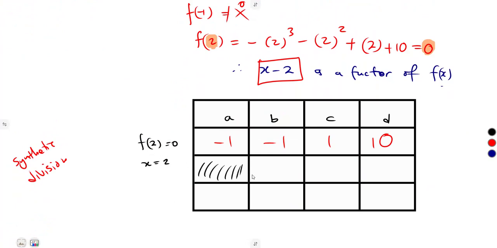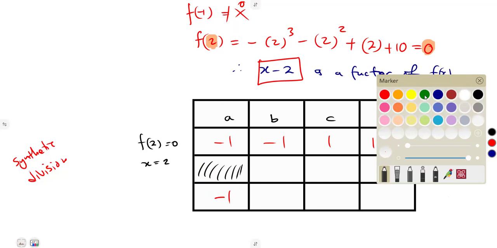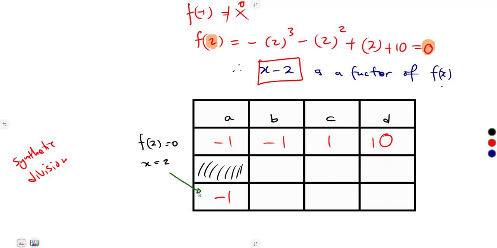So this is it. Remember this concept, guys. -1 still remains there. So it's going to be -1 here. The A part, just drop the -1 down as it is. Then you multiply. Remember the concept: you multiply here to get this. 2 times -1, that's -2. Then what do we do here? We add. Remember our concept. So let us add -1 plus -2.